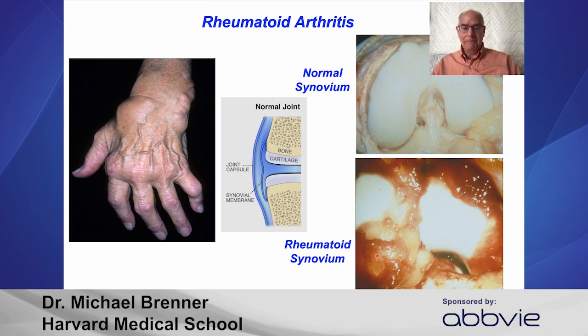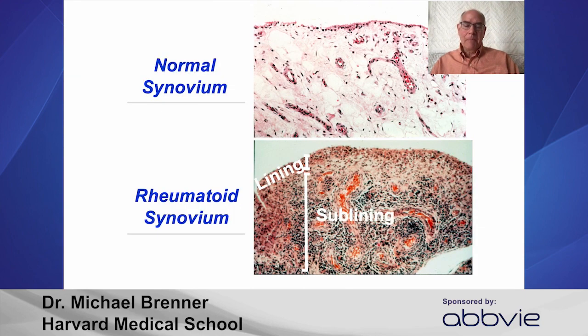Now, histologically, the synovium normally is a pretty bland, loose connective tissue. It has a very thin lining layer, just a couple of cells thick, and a sublining layer, which has blood vessels, adipocytes, and connective tissue.